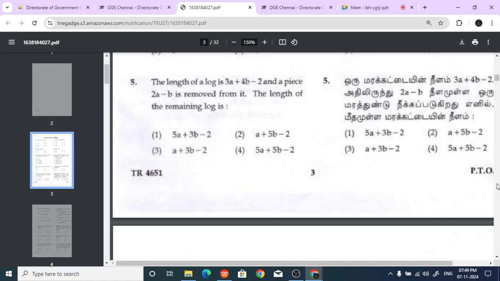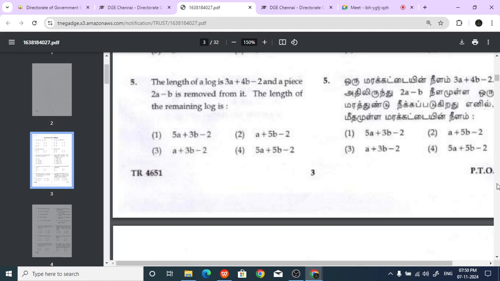So a plus 3b minus 2, sir. Option 3, sir. No, you tell me, Kavinaya. Is it 3b or 5b? 5b. So the person who said 3b is keeping quiet. Is it 3b or 5b? 3b, sir.